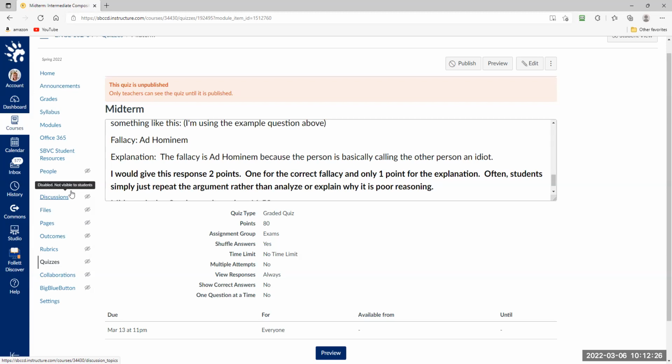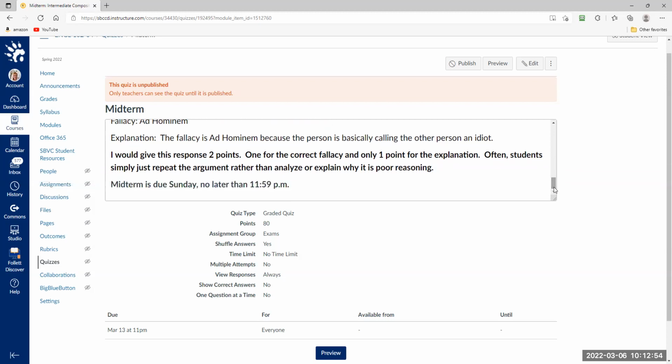You didn't explain in your own words why that is bad reasoning, why that is faulty reasoning. So I would give you 1 point for naming it correctly, but probably only 1 point out of the 4 for your explanation. So instead of getting 5 points on this question, you would get 2. So hopefully that is helpful. You just don't want to restate it. You want to explain why that reasoning is poor reasoning.